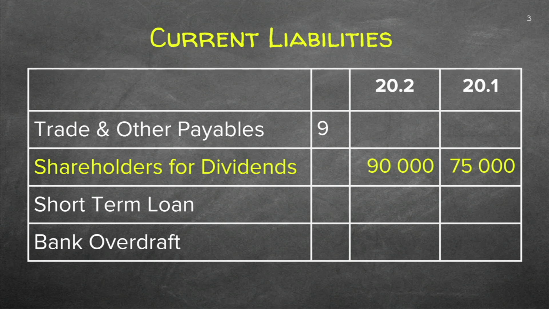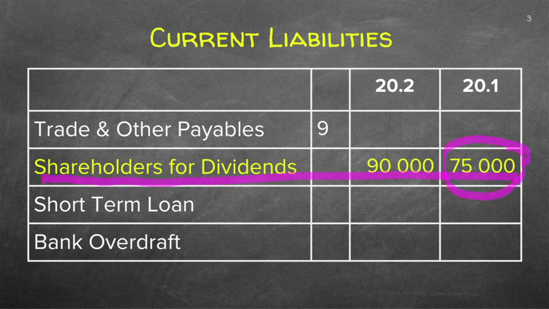Here I've got my current liabilities, I've got my trade and other payables, and of course, what I am most interested in is my shareholders for dividends. This 75,000 Rand tells me that that was the amount of money owing to shareholders from the previous financial year. So when I started this financial year, I started by owing my shareholders 75,000 Rand, which obviously during the year I would have had to pay fairly early in the financial year.